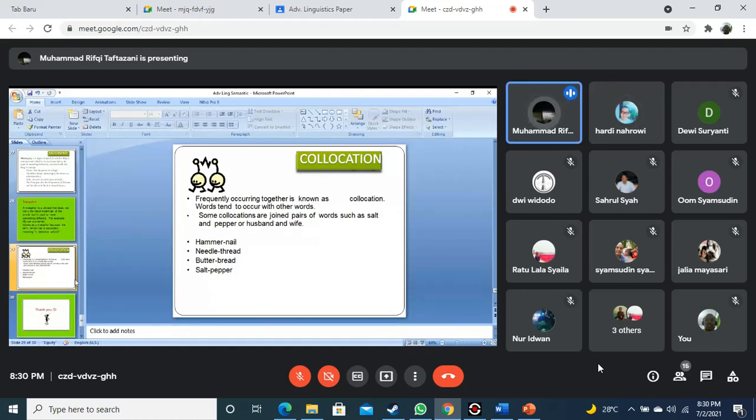The last one is collocation. Words frequently occurring together is known as collocation. Words tend to occur with other words. Some collocations are joint pairs of words such as salt and pepper, or husband and wife. And also these examples: hammer and nail, needle and thread, butter and bread, and salt and pepper. We can maybe call it in slang a couple of words.